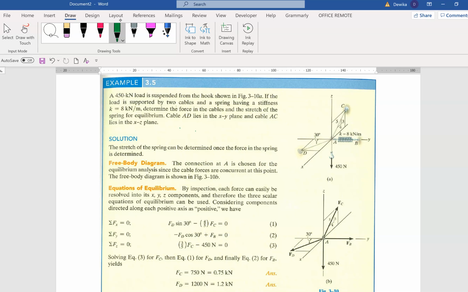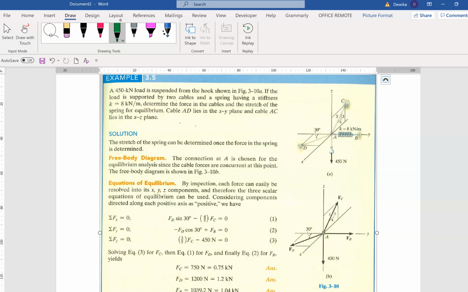Now let's do it one by one. We look at axis by axis, so it's easier for us to see. Let's look at axis X, anything that's in X. We have FD. This side will be cos, so the opposite will be sine. So FD sine 30 in the positive direction. FB has nothing to do with the x-axis, and 450 has nothing to do with the x-axis. Then we have this flat one, 4 over 5 FC, and it is pointing this side, so that's why it is negative.